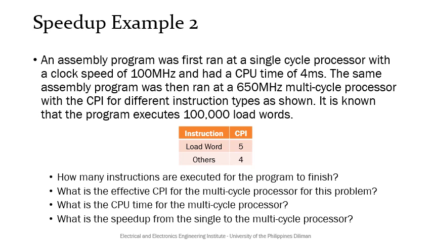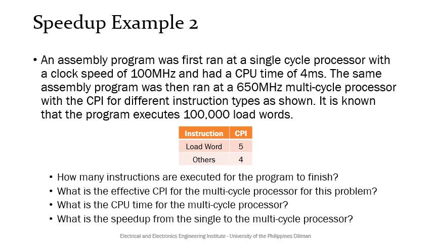For our second and last example for this lecture, an assembly program was first run on a single-cycle processor with a clock speed of 100 MHz and had a CPU time of 4 milliseconds. The same assembly program was then run on a 650 MHz multi-cycle processor with the CPI for different instruction types as shown. It is known that the program executes 100,000 load words.